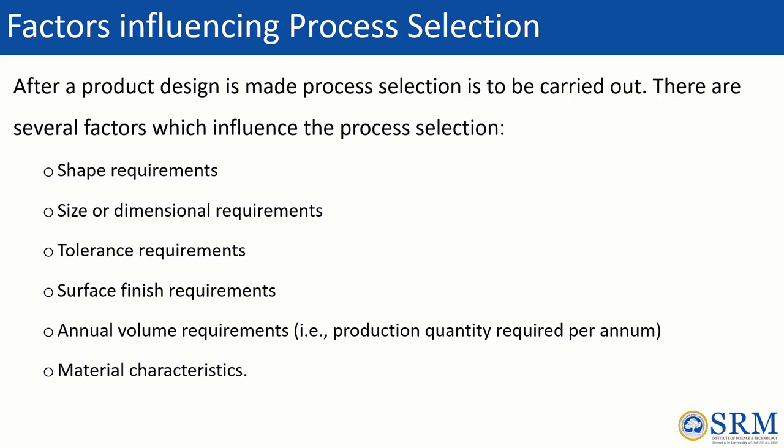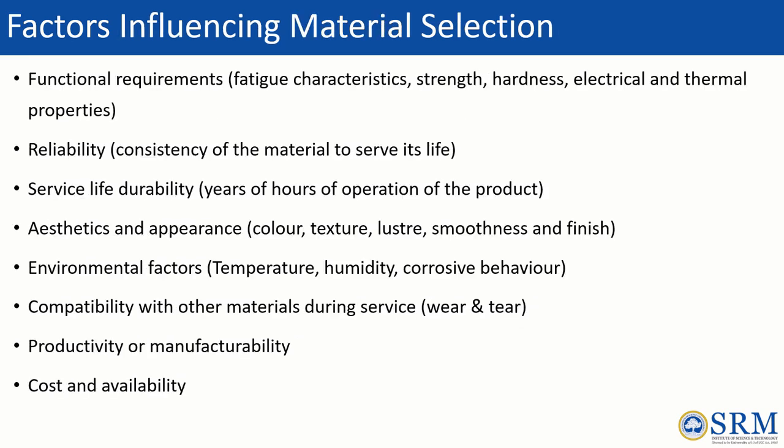Right, now coming to the factors influencing the process selection. Several factors influence the selection of the manufacturing process. They include the shape and size requirements of the products, dimensional tolerances, desired surface finish, annual production volume and material properties. Choosing the correct process ensures both technical feasibility and economical viability.